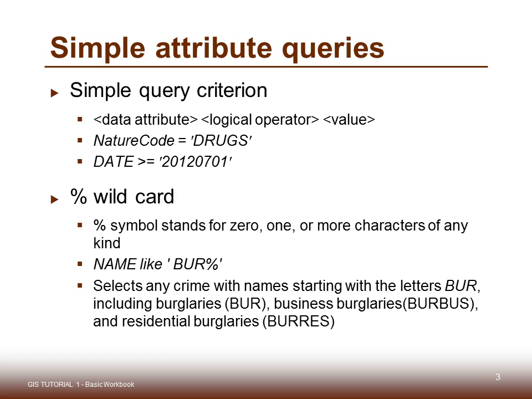You can also do date queries. One of the tools that you can use is the percent wildcard, where the symbol stands for characters of any kind. So for example, if you wanted to find out where there's data where you had any kind of burglary, so maybe the burglaries are subclassified, instead of calculating a new field and going through all that, you could simply make a query that would say, we want to look at a name like, so name is your data attribute, that's one of the field names, like, so that's your logical operator, and BUR percent. It's going to select any crime with names starting with the letters BUR, including burglaries, business burglaries, and residential burglaries.